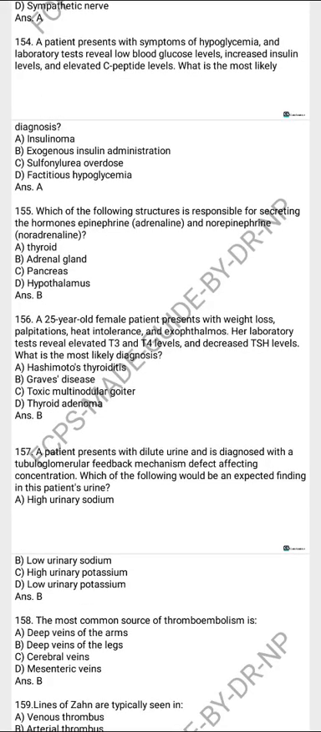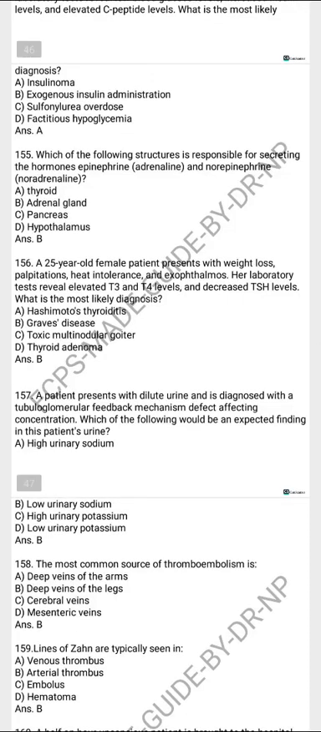A 25-year-old female with weight loss, palpitation, and heat intolerance. Lab reveals elevated T3, T4 and decreased TSH. That is Graves' disease.